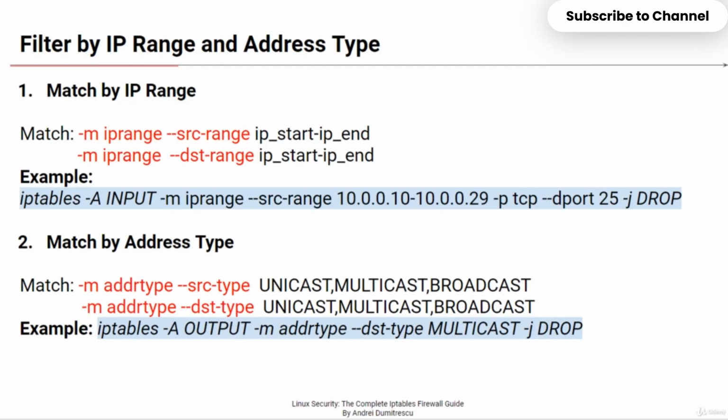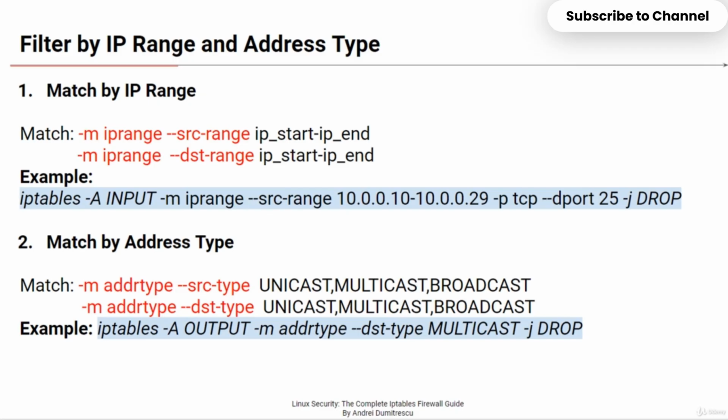In this lecture, I'm going to talk about filtering packets using an IP range. When creating your iptables firewall, it's important to keep it as simple as possible. It's always preferable to use a single rule that does the job of 10 rules. If we want to accept or drop packets from the IP addresses in the range of 10.0.0.10 to 10.0.0.29, we have to write 30 different iptables rules, and this is not scalable at all.